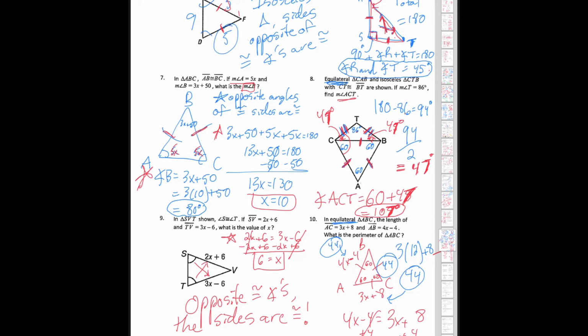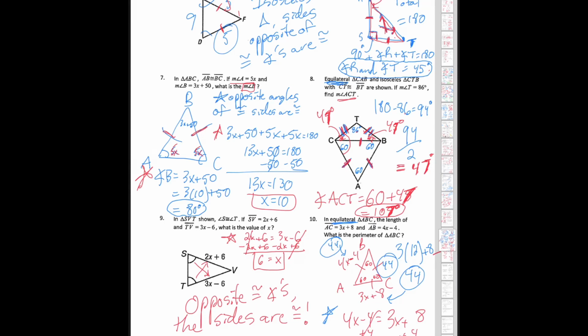So now on to number 10. This is an equilateral triangle we have to draw. So triangle ABC here. So right away we know that all three sides are congruent as well as their angles. So we're given that the length of AC is 3x plus 8 and AB is 4x minus 4. So since we know that all the sides are equal, we can set those two sides equal to each other. So we set 4x minus 4 equal to 3x plus 8, and we get x is equal to 12.